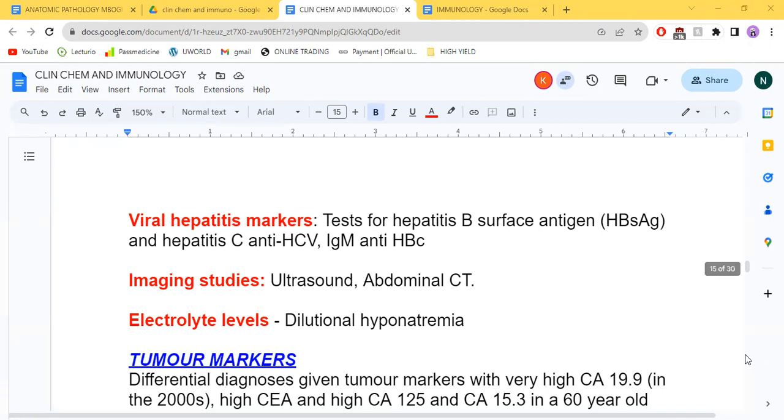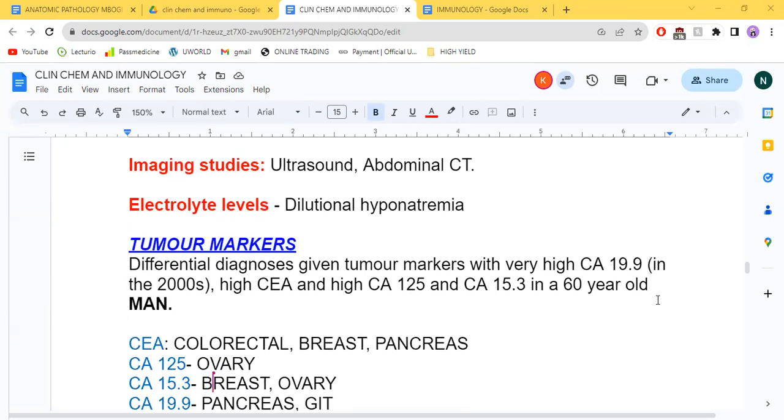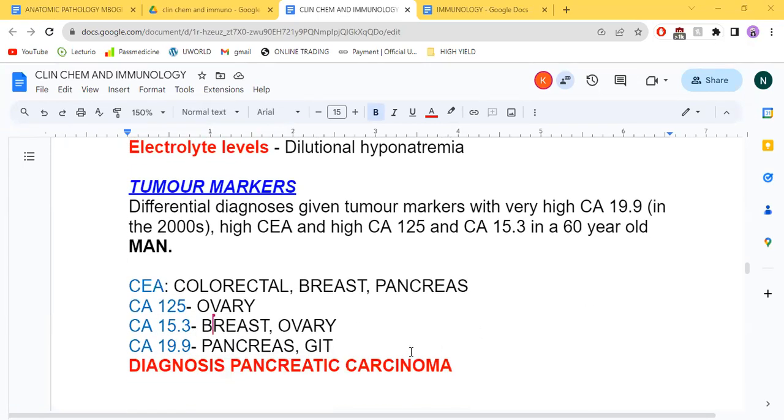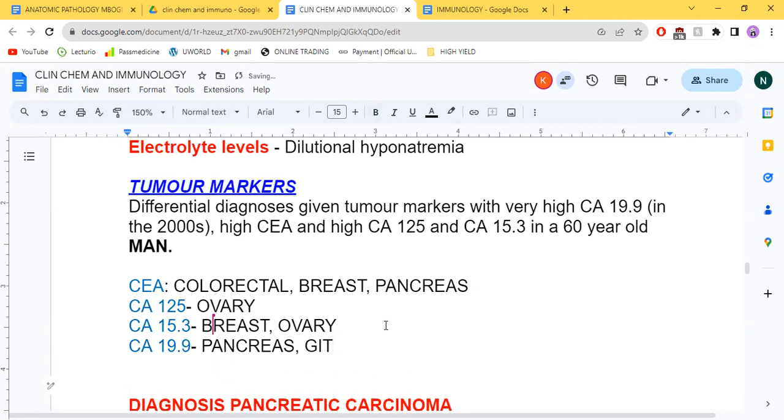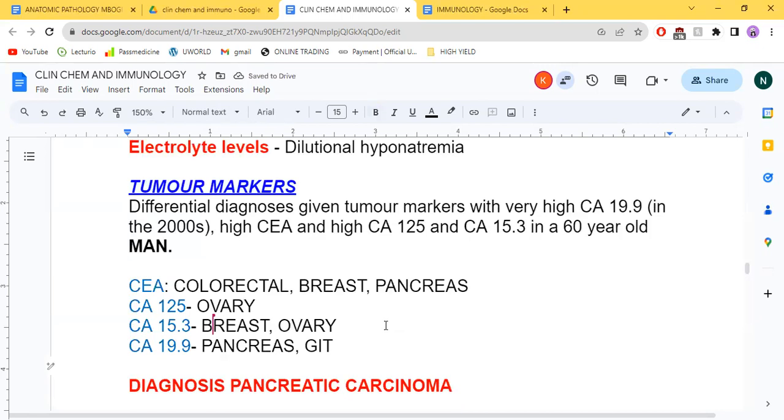So I think we can go to the next question. Tumor markers. I think I sent some image in the WhatsApp group for tumor markers. So CEA: colorectal, breast, pancreas. CA125: ovary. CA15.3: breast and the ovary. CA19.9: pancreas and the GIT. And then the next question was diagnosis of pancreatic carcinoma. This CA19.9 is useful in the diagnosis of pancreatic carcinoma.